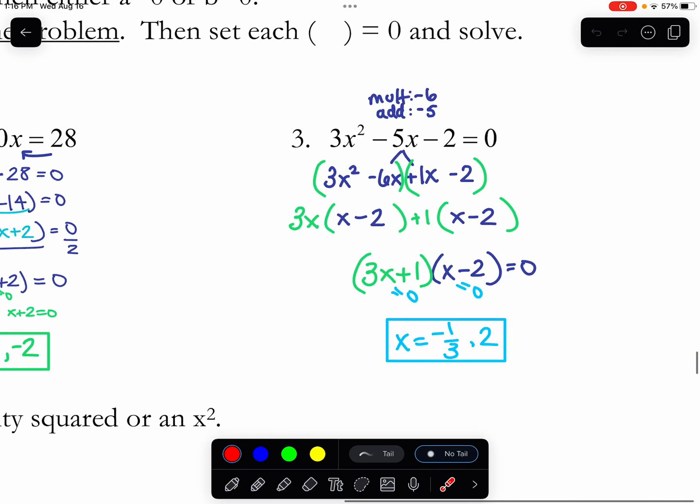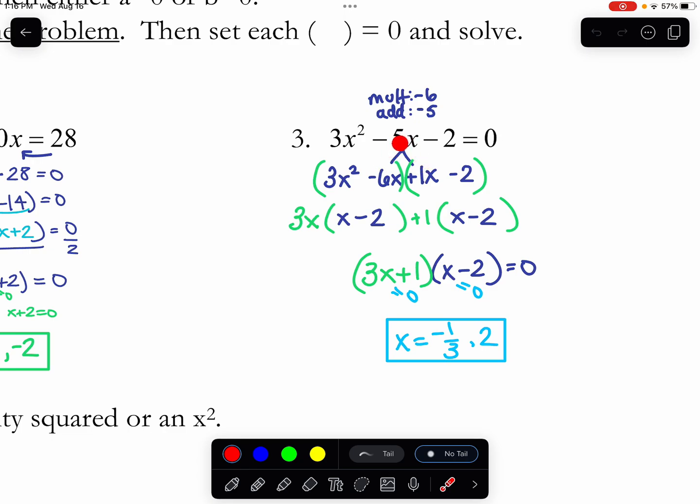So the next one is the same thing, except it's already equal to 0. The only thing is the factoring is a little bit more sophisticated, so I'm using the split the middle term and then factor by grouping. So we think of two numbers that multiply to negative 6 and add to the middle number negative 5. That's negative 6 and 1.